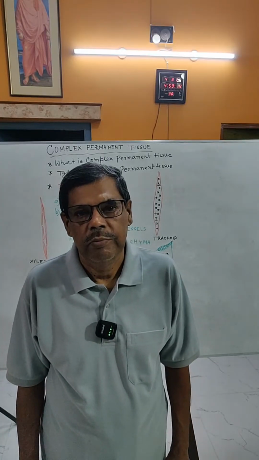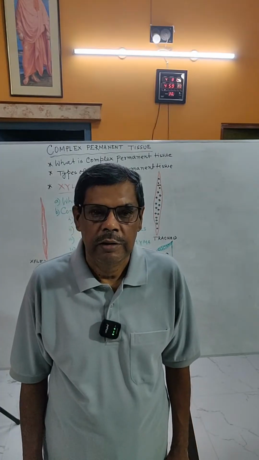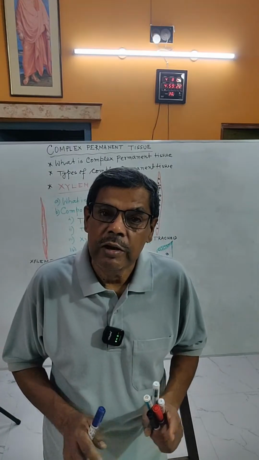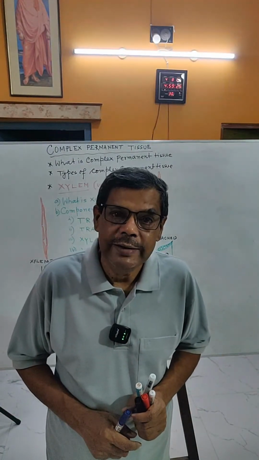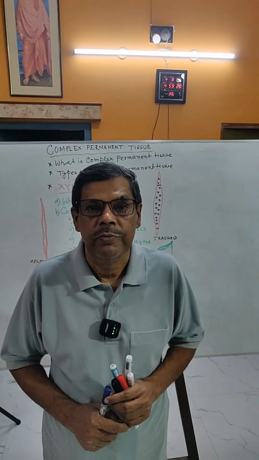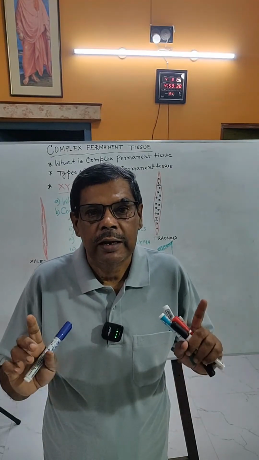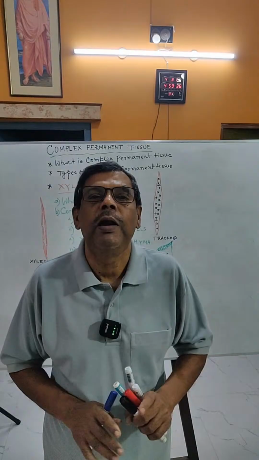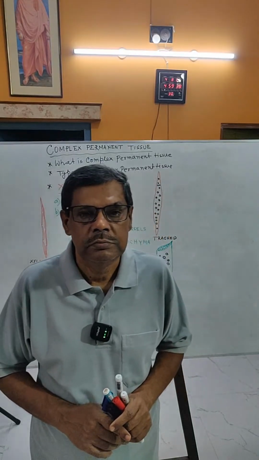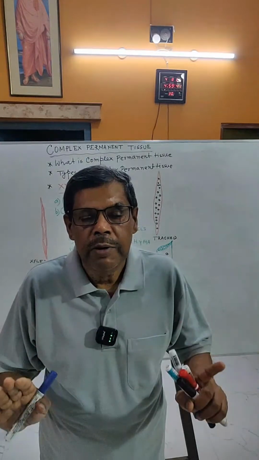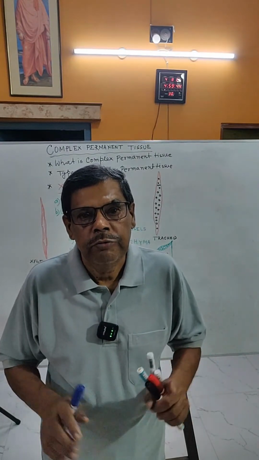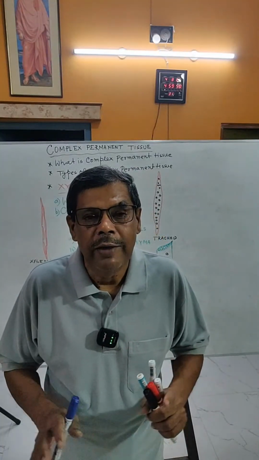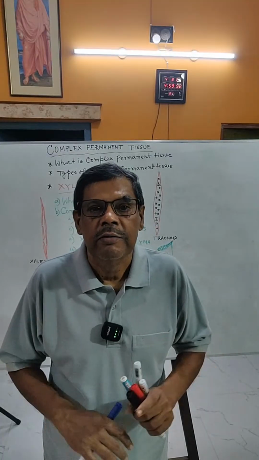Xylem and phloem together in plants perform the conduction of water and food material. So, the complex permanent tissue may be called the conducting tissue of plants. These two types of permanent tissue combine to form vascular bundles in vascular plants.